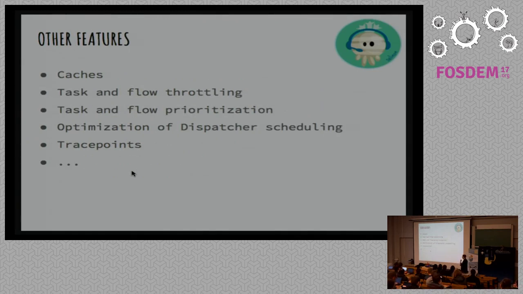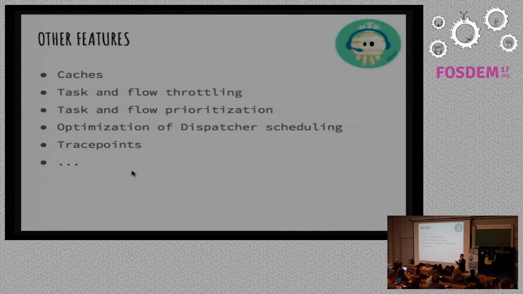There are also other features like caches. If you don't want to retrieve a result of a task every time, you can use Selinon caches. Also, there is a way to use a cache for retrieving the status of a task. You can also do task or flow throttling. You can say, for example, hey, I want to run these tasks no more than two times per minute.